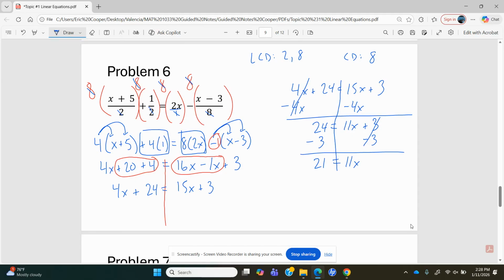My job is to get x by itself. It says 11 times x, so I'm going to divide by 11. Now in this case, I look at 21 over 11. 11 doesn't go evenly into 21, and because 11 is prime, this won't reduce. So this will in fact be my final answer. So with fractions, our job is to find a common denominator. Let's find a denominator to be able to get rid of the fractions and make the problem easier for us to solve.